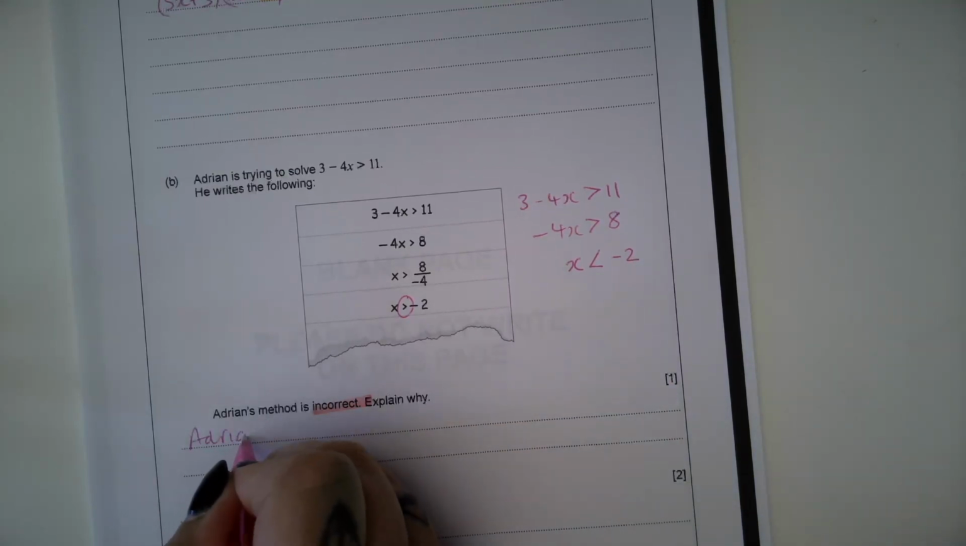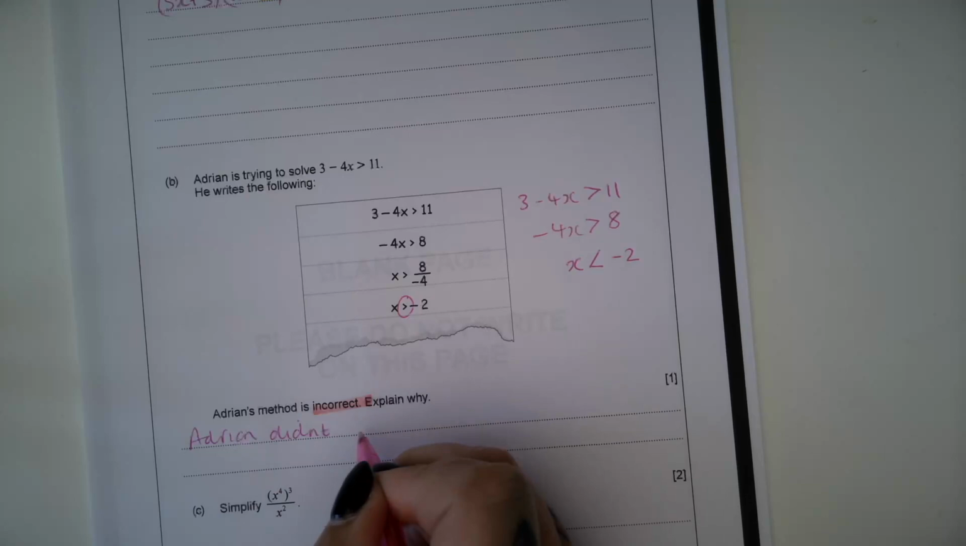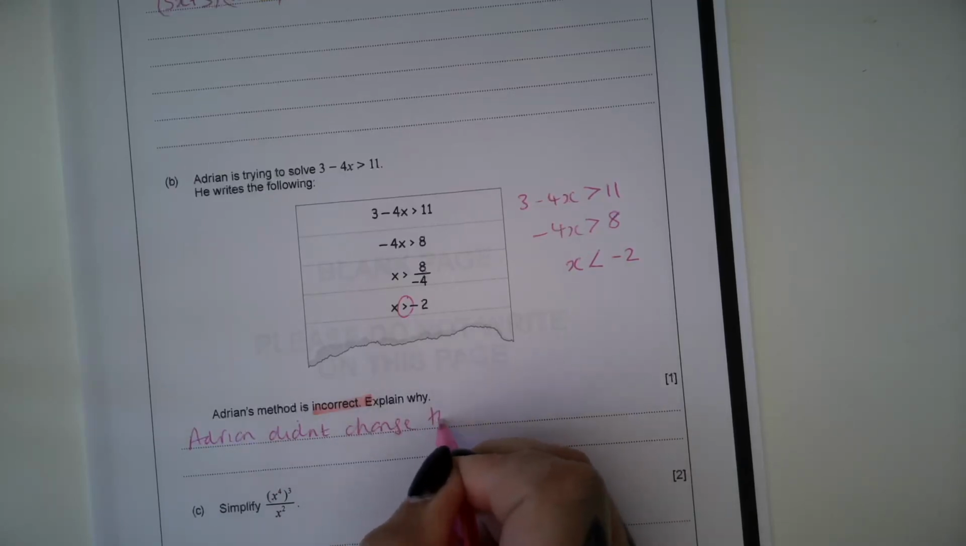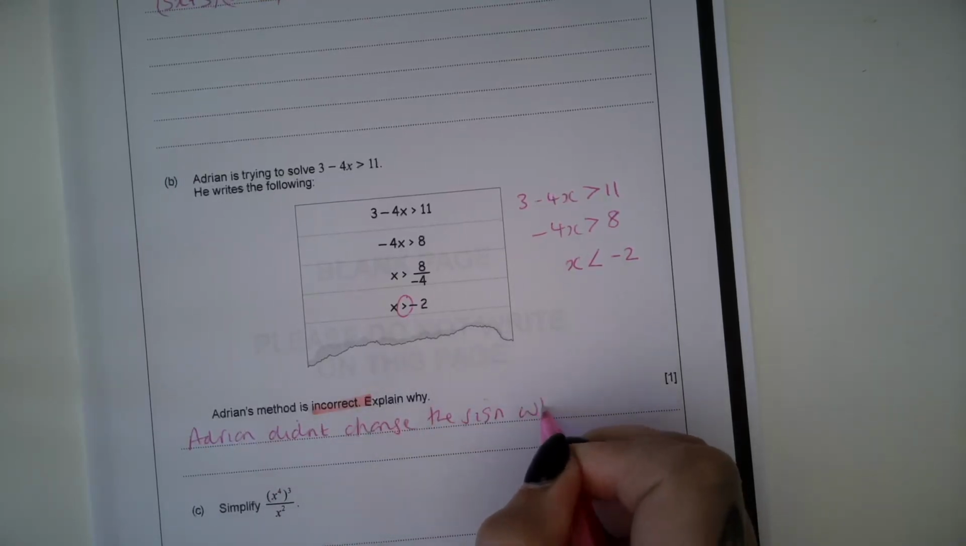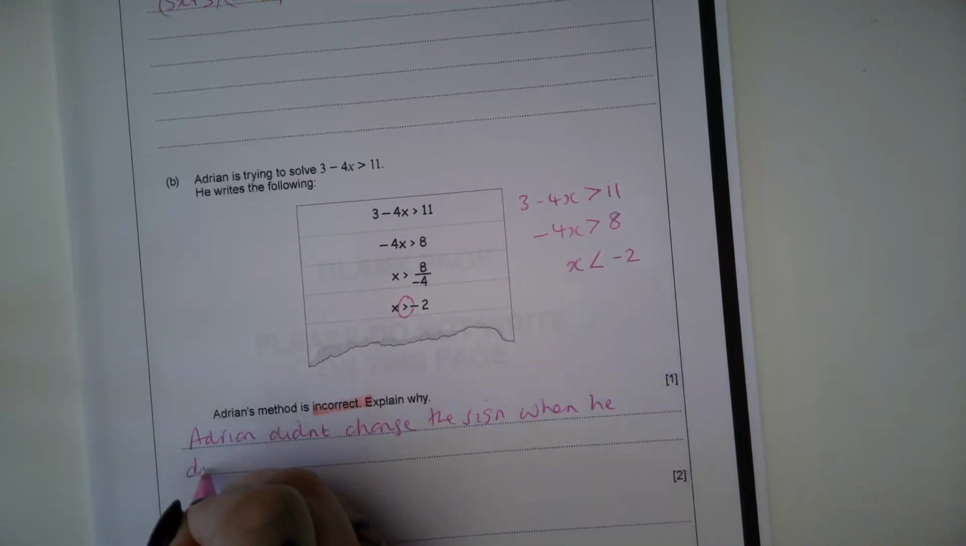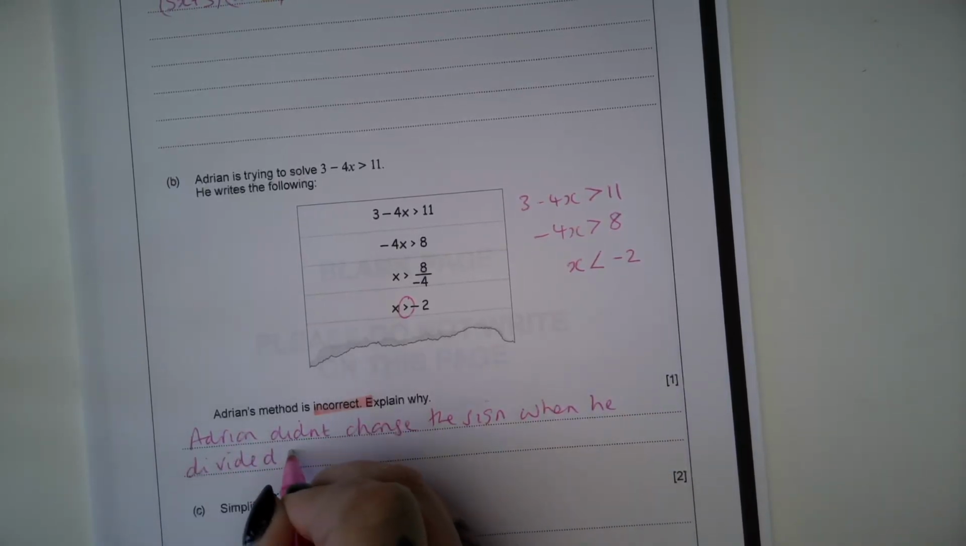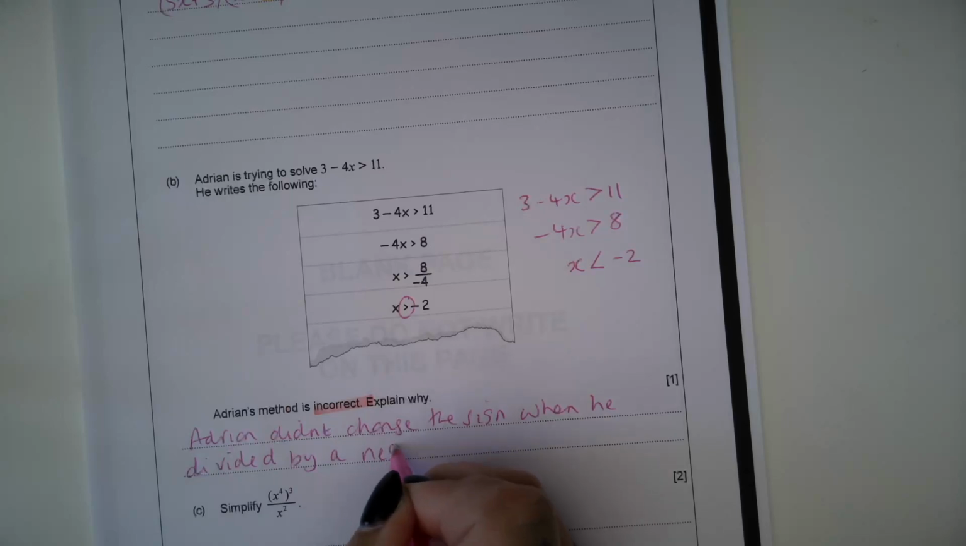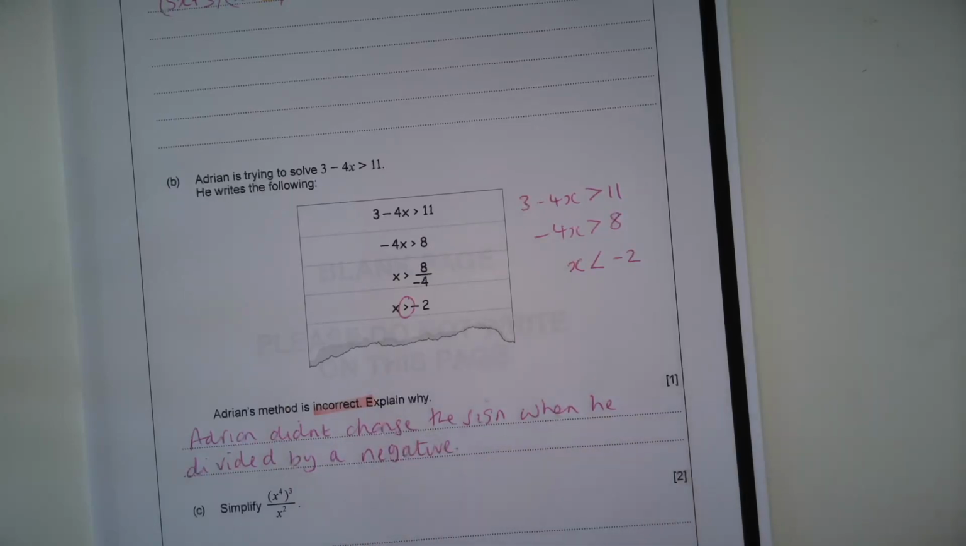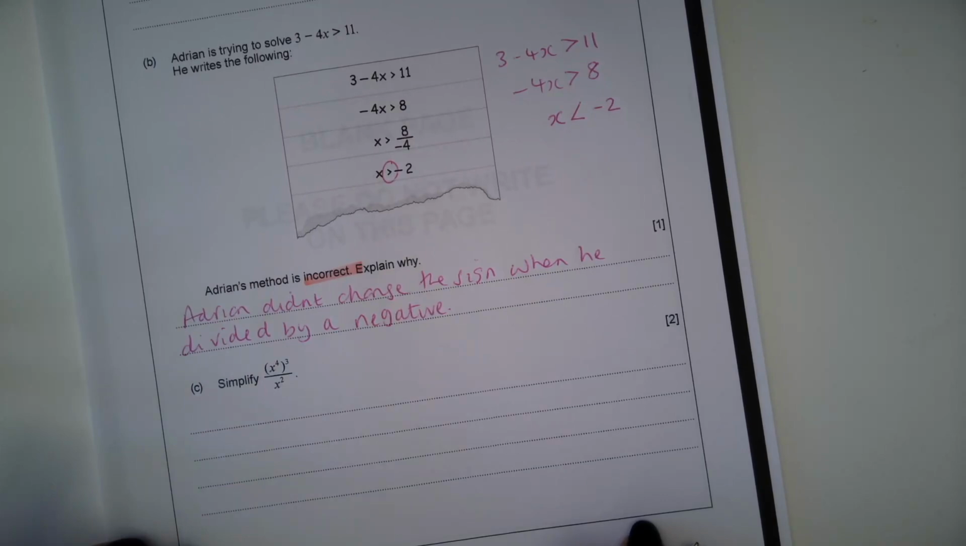So we can say that Adrian didn't change the sign when he divided by a negative. Okay, part C, simplify.